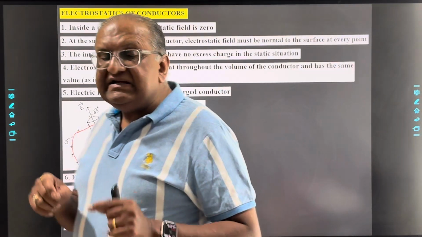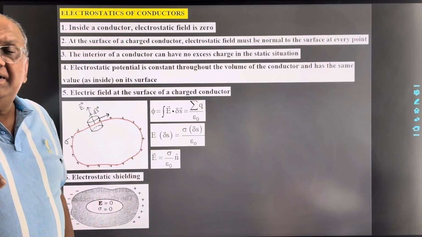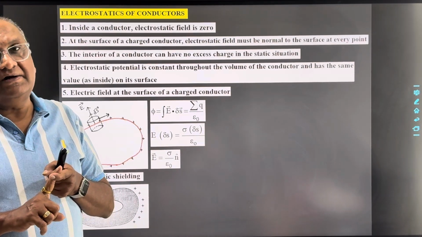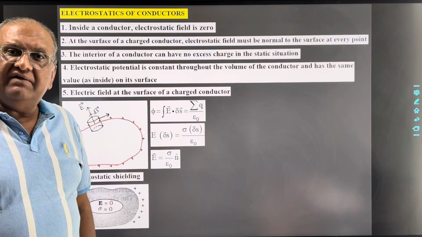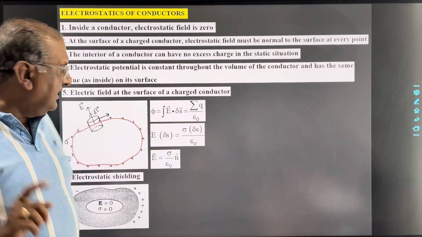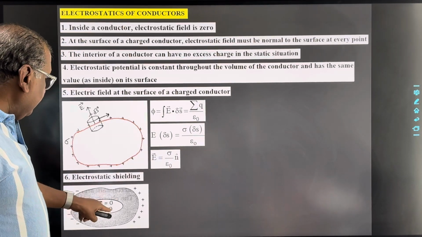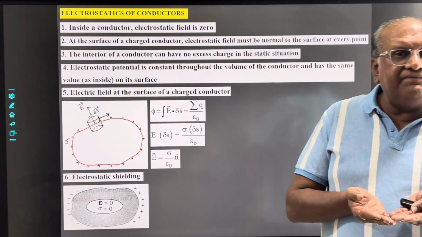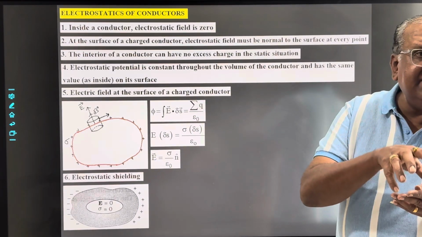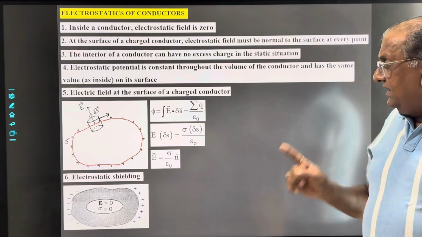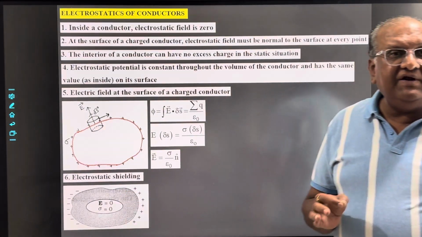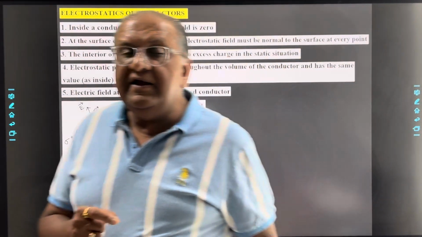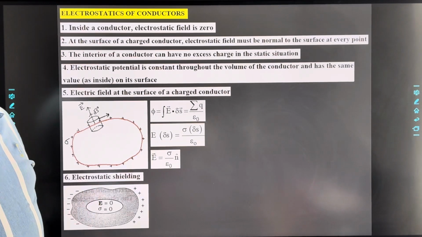But this electric field developed will be such that the resultant electric field inside the conductor and inside the cavity will be 0. So in any situation, if charges are there on the conductor, or the conductor is placed in an external field, inside the cavity the electric field always remains 0. This fact is known as electrostatic shielding, and this is a very useful feature.